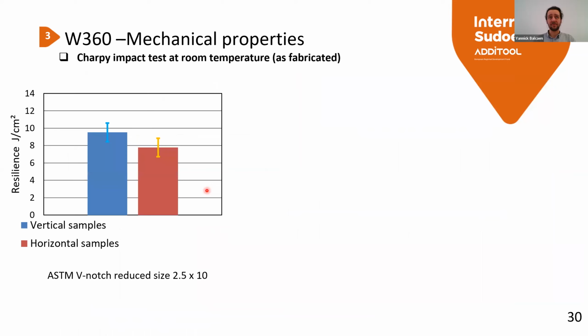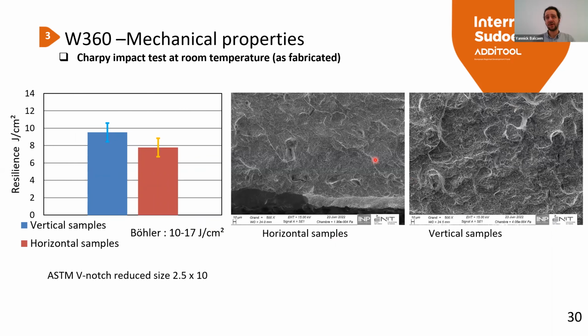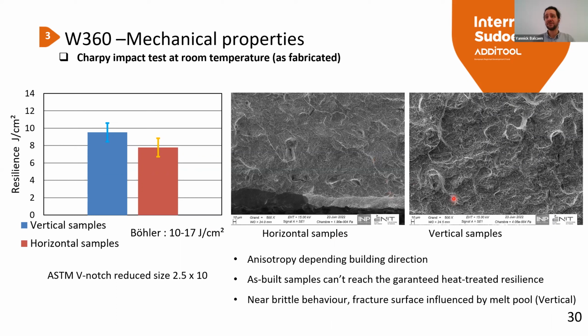We've also performed Charpy impact tests. We are just under 10 joules per square centimeter on V-notch samples. Border is giving a higher value, but we can observe on the fracture surface a quite brittle behavior. Okay, and we can observe features that are, in terms of size, the same size as the melt pool we've observed. So we can expect a different fracture behavior between these different melt pools.